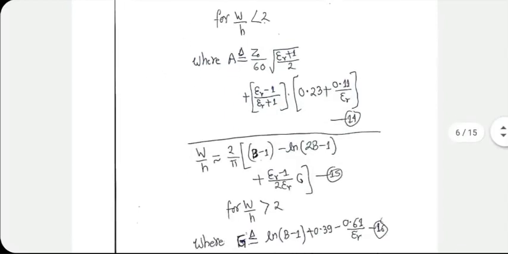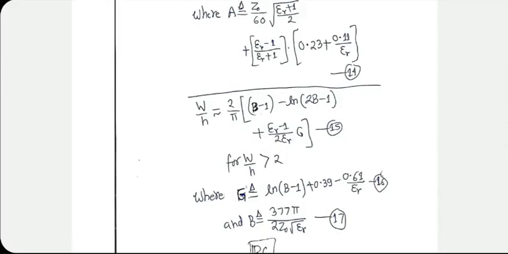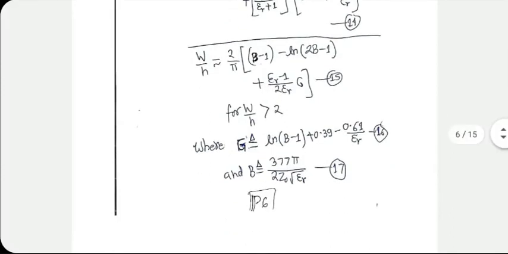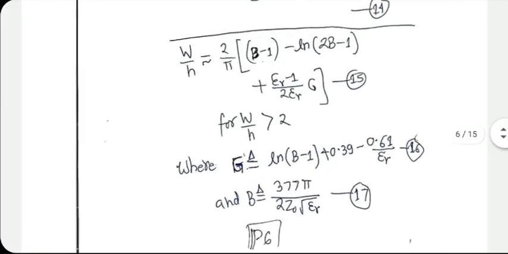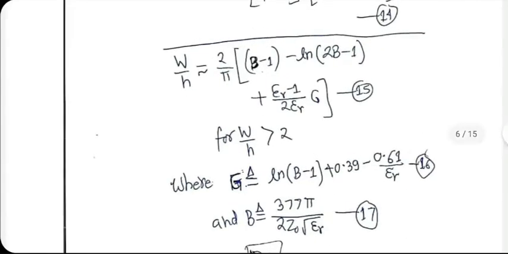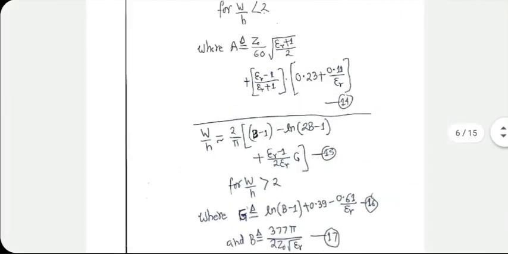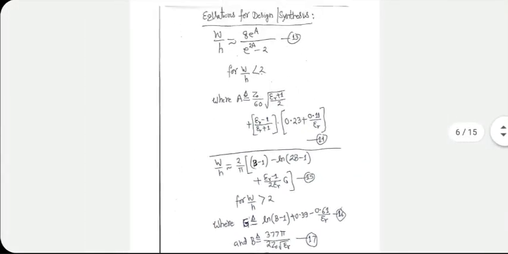Similarly, for the other range of W by H, there is a local parameter capital B. In fact, there is another parameter also which I am defining as capital G. Equations are quite complex, nobody can remember them. They have to be made available to you during the exam. Otherwise, you cannot do the design. That's for sure. But important thing is for you to figure out the correct equation to use, apply it correctly.